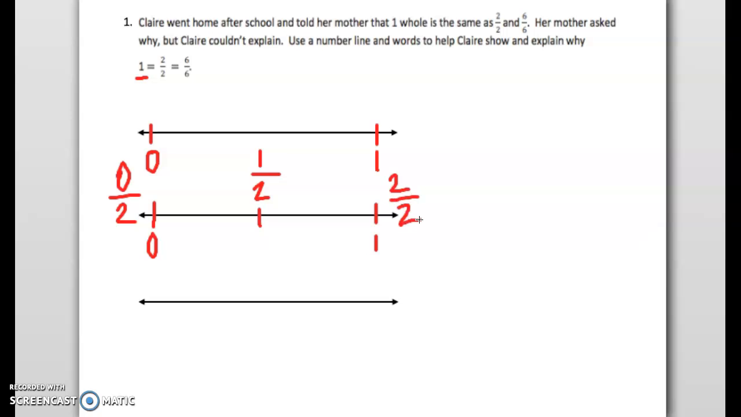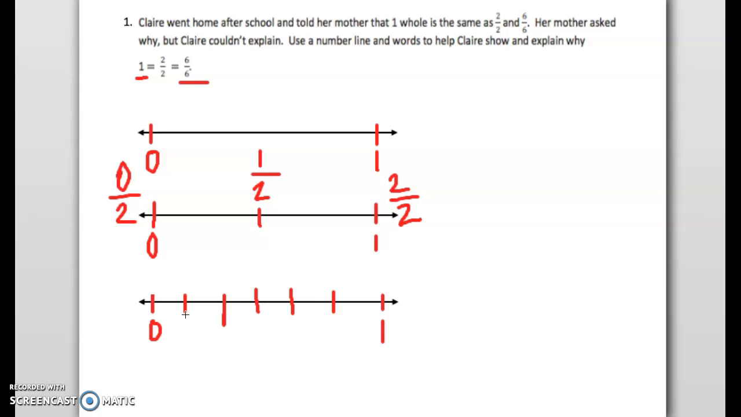So far we have used the number line to label where 1 whole would go, where 2 halves would go, and last but not least, we have to label where 6/6 would go. Using the same method as before, we're going to label our endpoints 0 and 1. And since we are dealing with sixths, we know that we need 5 lines in between each whole number. 1, 2, 3, 4, 5 lines. So now our number line is split into 6.